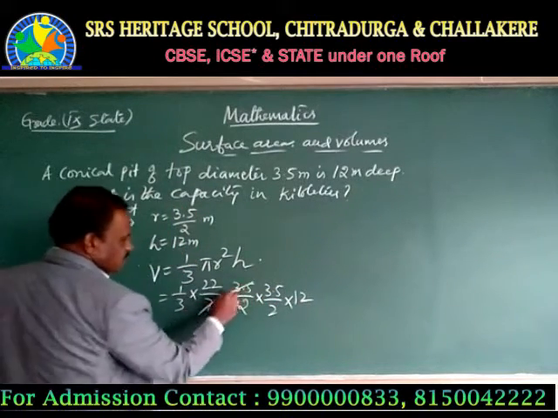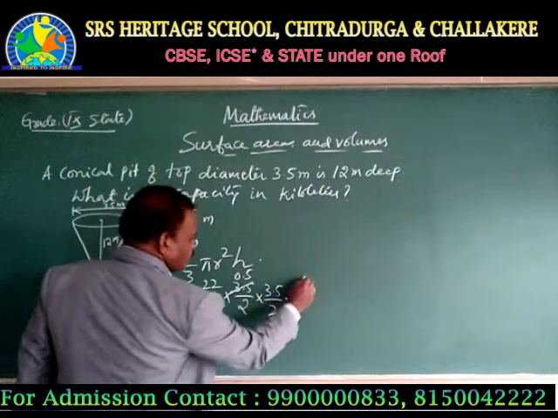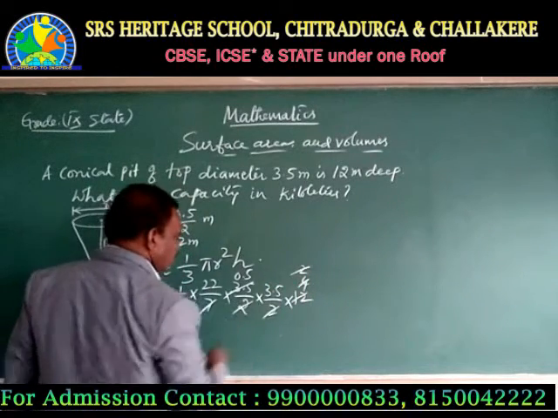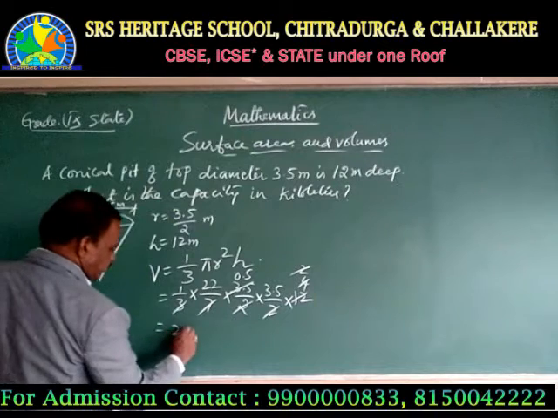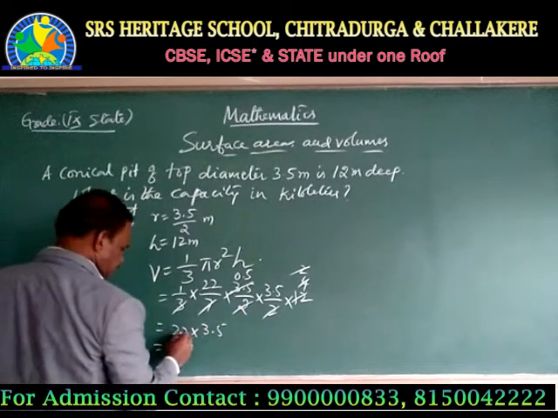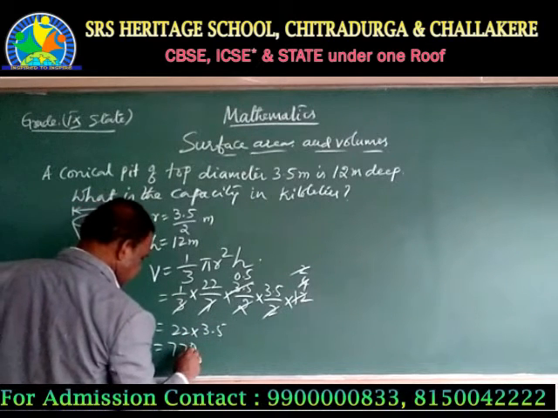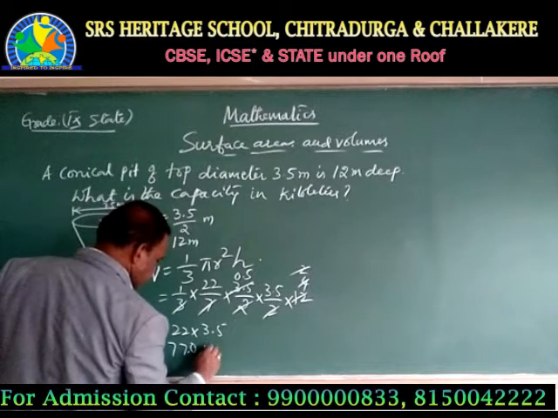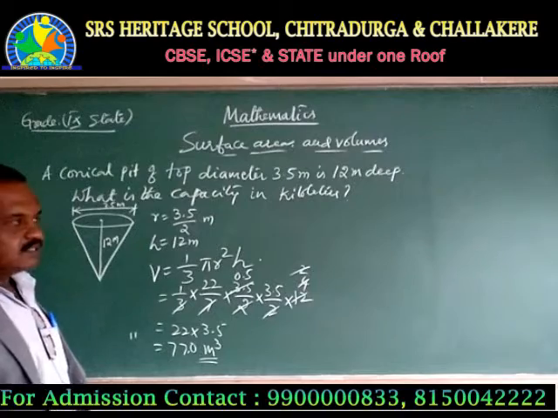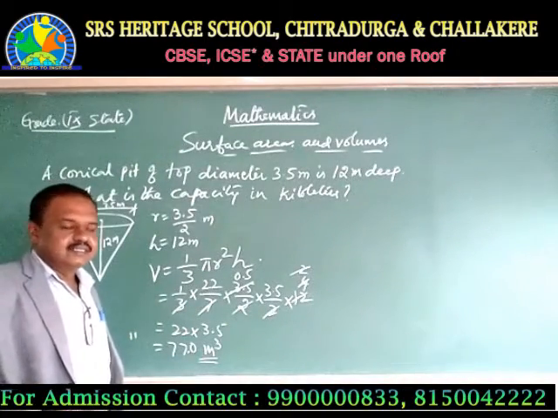So 3 4s are 12, 2 2s are 4, cancelled. So 22 into 3.5, 77 meter cube. So what is the relationship between the meter cube and the liters?